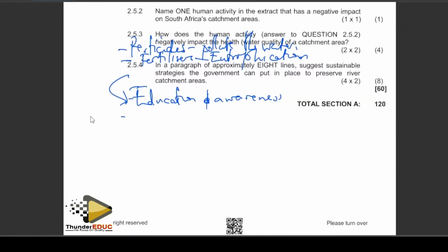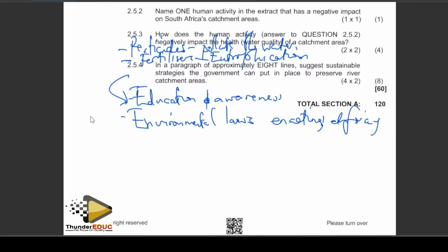And also we can talk of environmental laws. Enacting the laws and enforcing them. This is two-dimensional: we put laws into play and we enforce them. Environmental laws, for example, fining people who are seen damaging the catchment areas or polluting the rivers, or imposing penalties. Those are environmental laws that we can put in place.